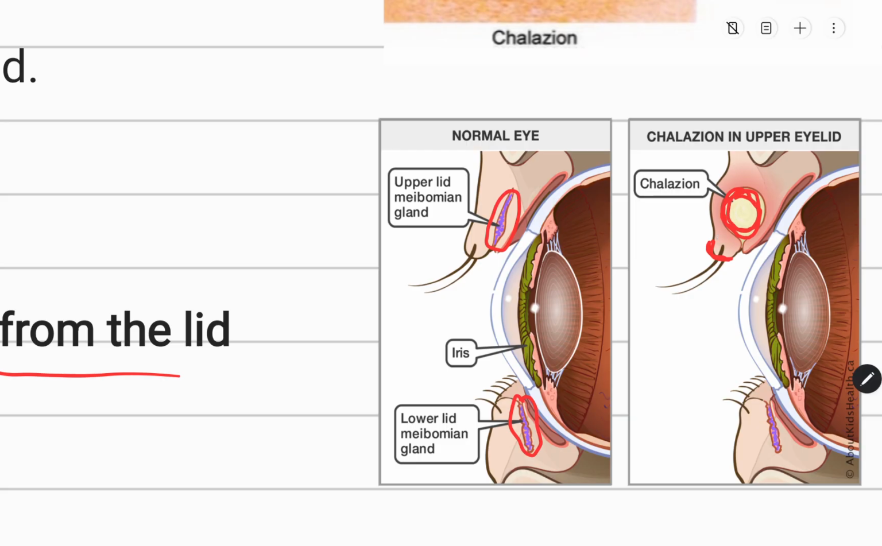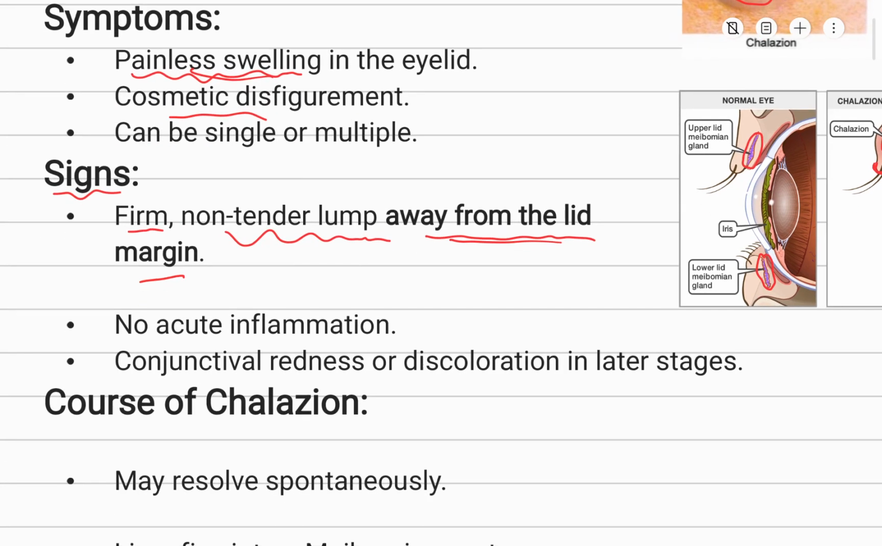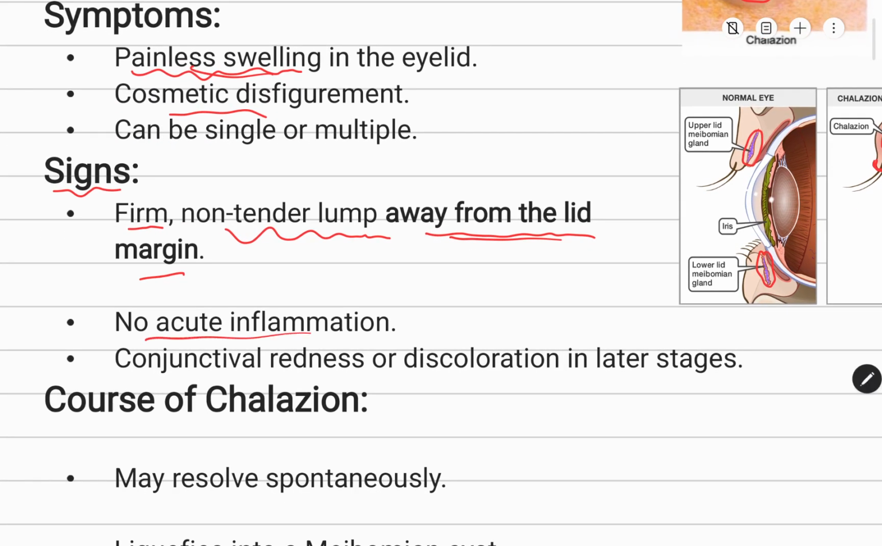So these two points are very important. First of all, that it is painless swelling, and the other is that it is away from the lid. In most cases, it affects the upper eyelid. The main reason is the presence of more meibomian glands in the upper eyelid as compared to the lower one. So there is no acute inflammation.